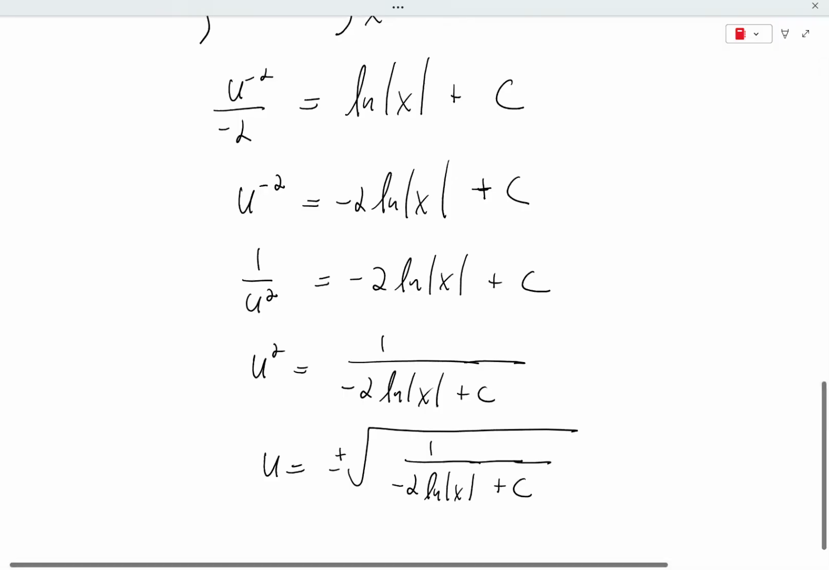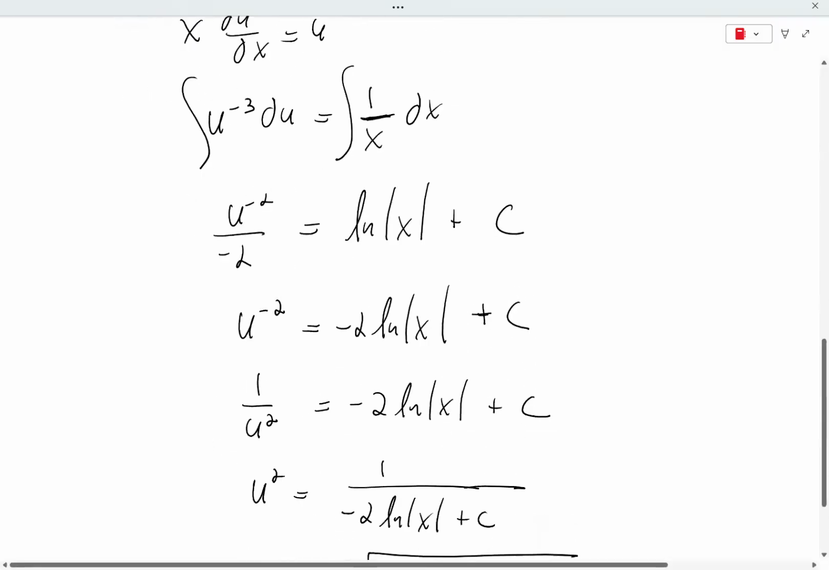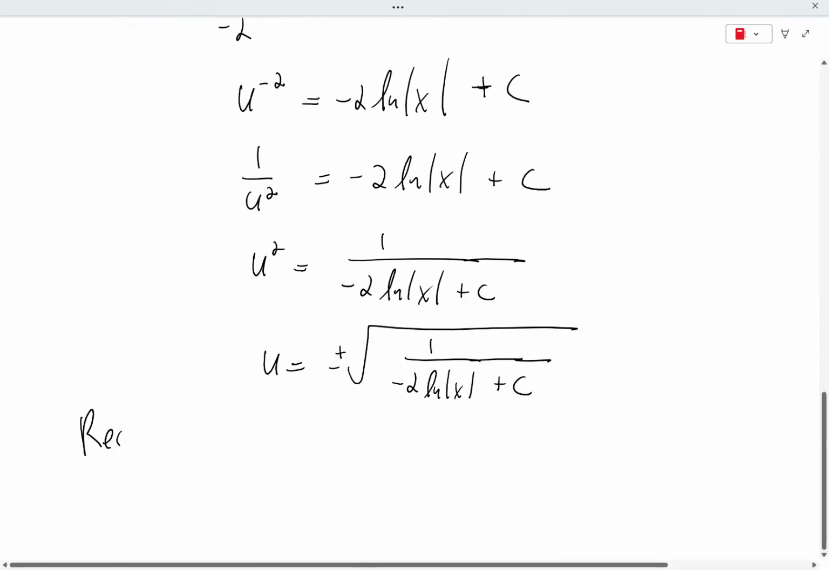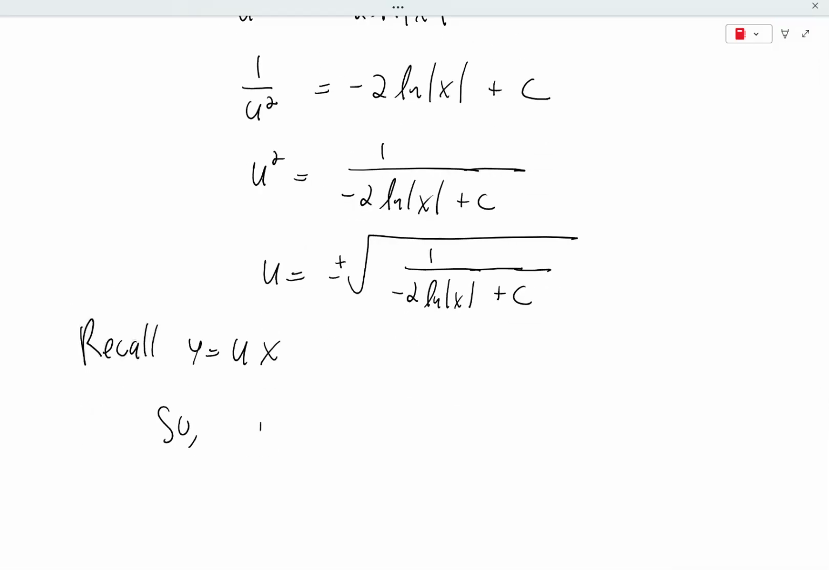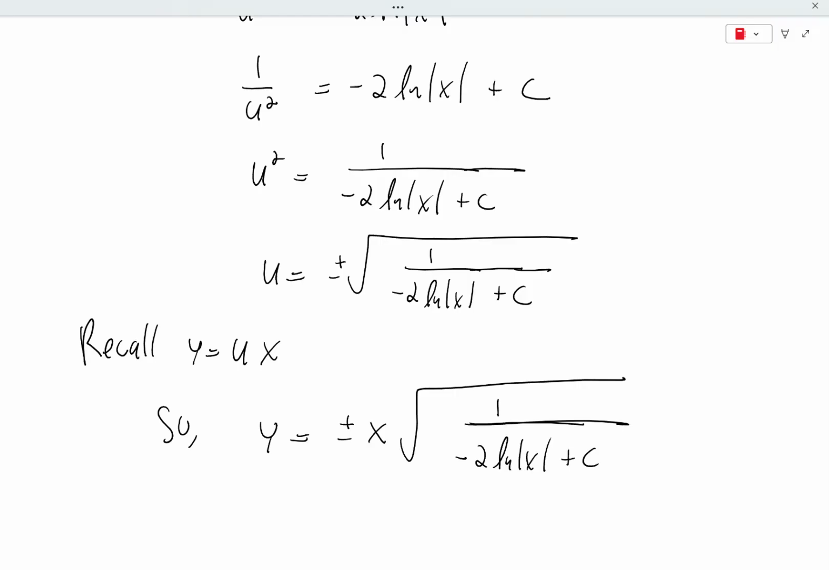Now I go back up here. So what was our thing then? We call our substitution here, right? We call y equal to, was it ux, like this? Right, so we got y is equal to, I guess it would look like plus or minus x times the square root of 1 over negative 2 natural log absolute value of x plus c. Okay, like this here.